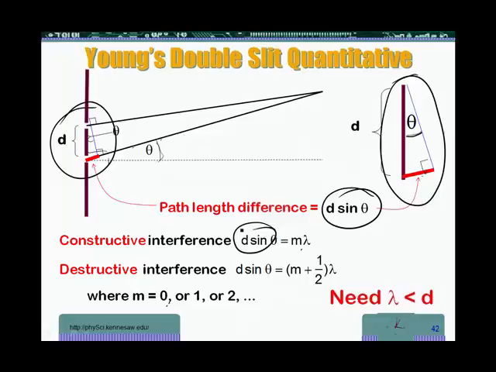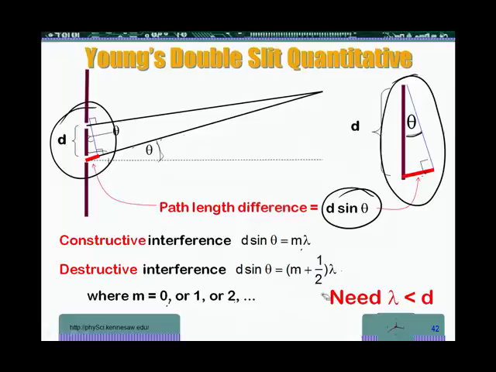Condition for destructive interference, same thing. My path difference d sine theta is going to be an odd integer multiple of lambda over 2. How do we get that? (m plus 1/2) times lambda. When m is equal to 0, this term is equal to 1/2, so it's 1/2 lambda. When m is equal to 1, that becomes 3/2 lambda. When m is equal to 2, that's 5/2 lambda, and so on. So these are my conditions for interference.